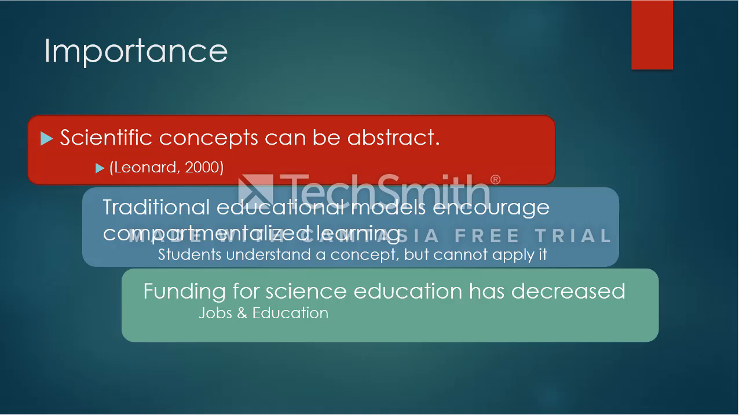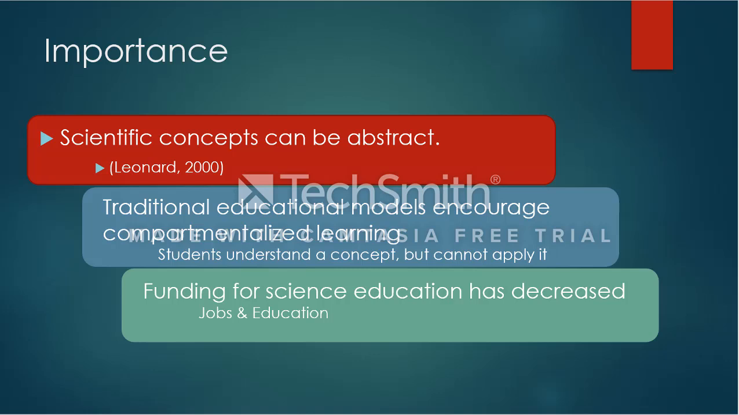Second, the traditional educational models encourage compartmentalized learning. So you learn about photosynthesis, you learn about cellular respiration, but a lot of times they never connect those two together and see how that relates to the whole ecology in general. So in molecular biology, you talk about different macromolecules or metabolites, but you never put multiple of those together to create a function of the organism.